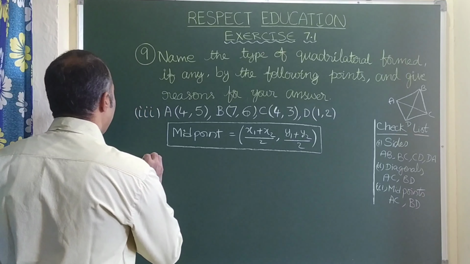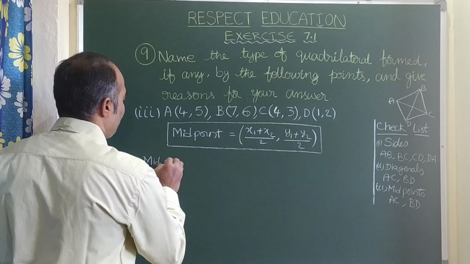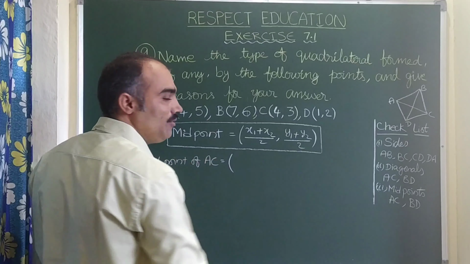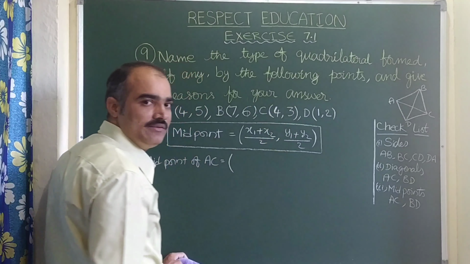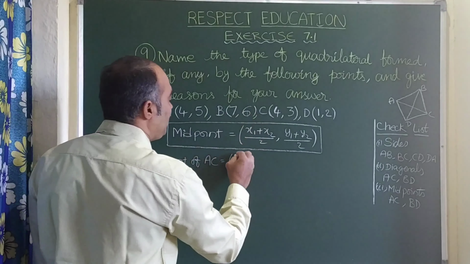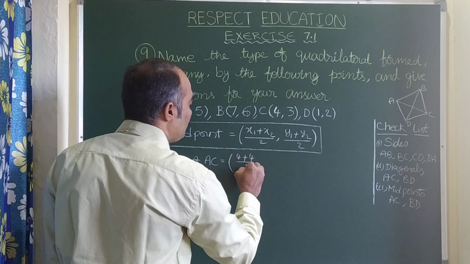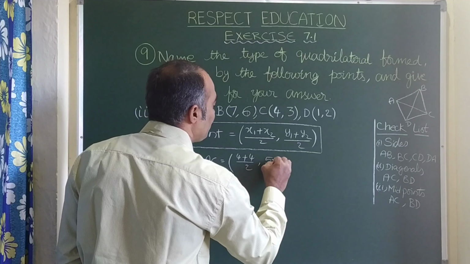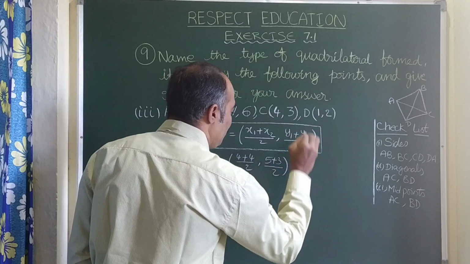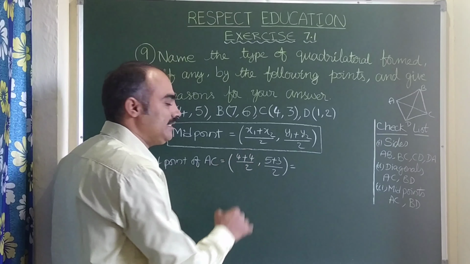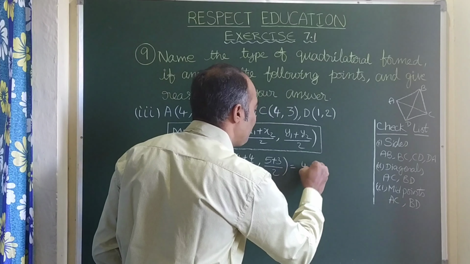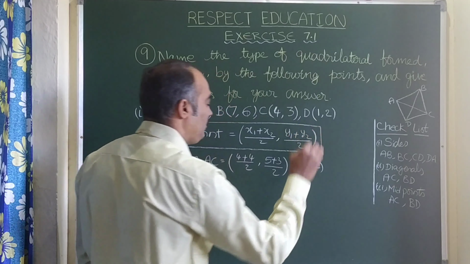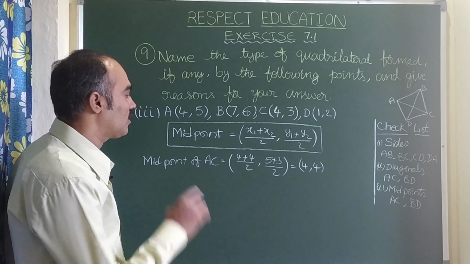So let us find the midpoint of AC. Midpoint of A (4, 5) and C (4, 3): (4 plus 4) by 2 and (5 plus 3) by 2. On simplification, 4 plus 4 is 8, 8 by 2 is 4. 5 plus 3 is 8, 8 by 2 is 4. So the midpoint of AC we got here as (4, 4).